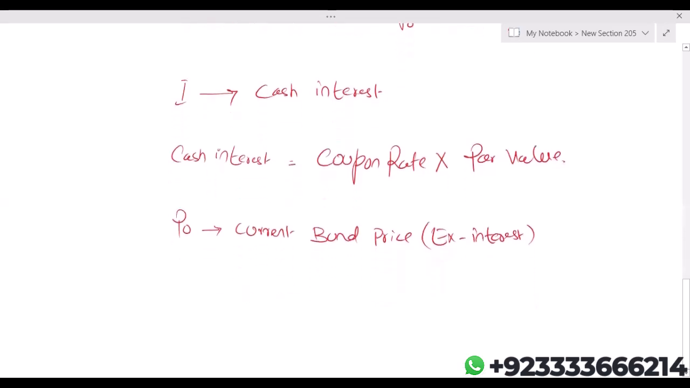Whenever the current bond price is given and nothing is mentioned, we always assume the given price is the ex interest price. Cum interest means including interest. If the examiner wants to give you the cum interest current value of the bond, it will be mentioned as cum interest. Otherwise, nothing is mentioned, and we assume it is ex interest.